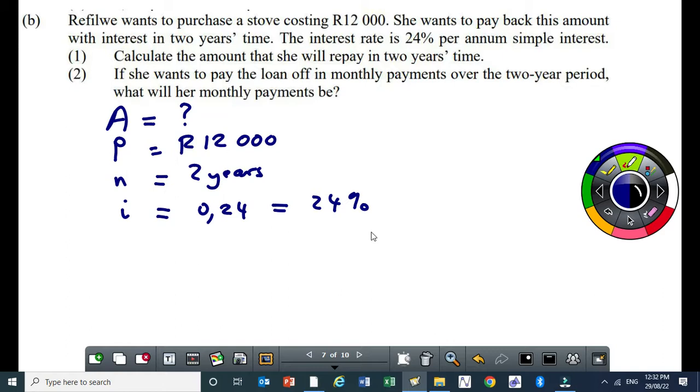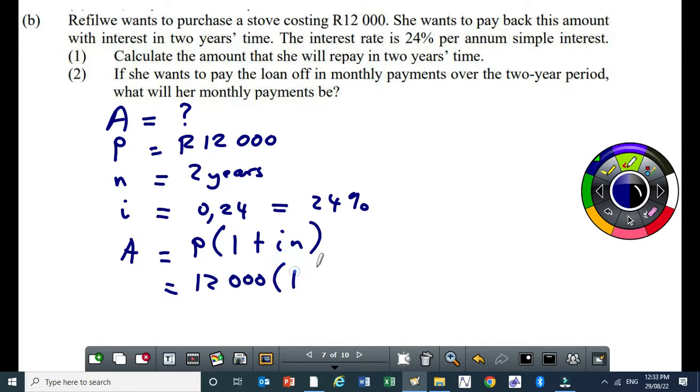Okay? So, since it's simple interest, we use the simple interest formula A equals P times 1 plus I times N. And this is straightforward. So that will be 12,000 times 1 plus I. Now put 0.24 times N, which is 2. What answer do you get? 17,760.